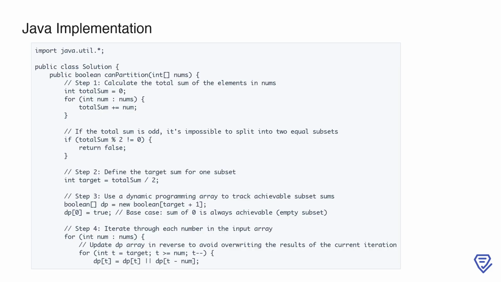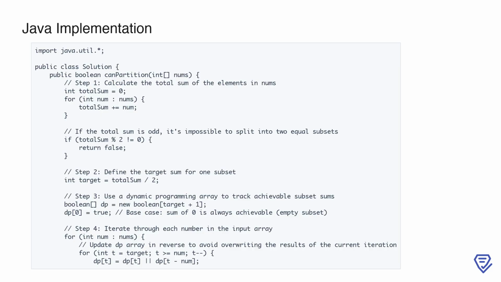The first step is to calculate the total sum of the elements in the input array nums. We do this using a simple loop that iterates through each number and adds it to the total sum. Next, we check if the total sum is odd. If it is, we know it's impossible to divide the array into two subsets with equal sums, so we immediately return false. Now, if the total sum is even, we define the target sum for one subset, which is simply half of the total sum. This target will help us determine if we can construct a subset with this specific sum.